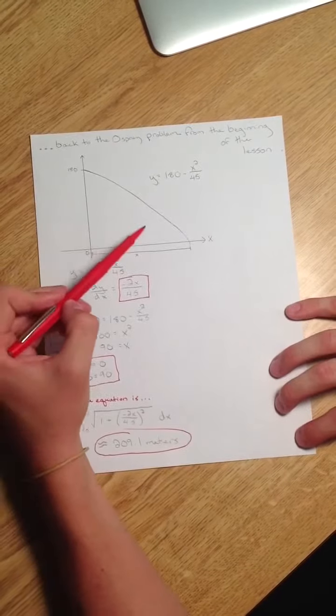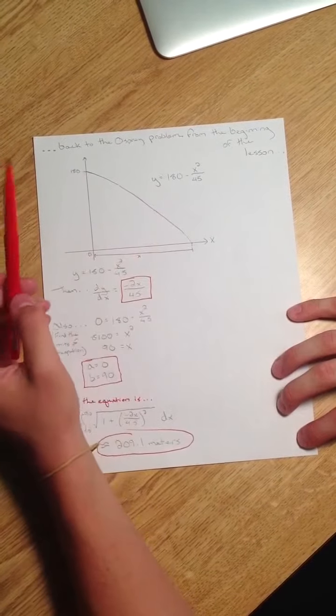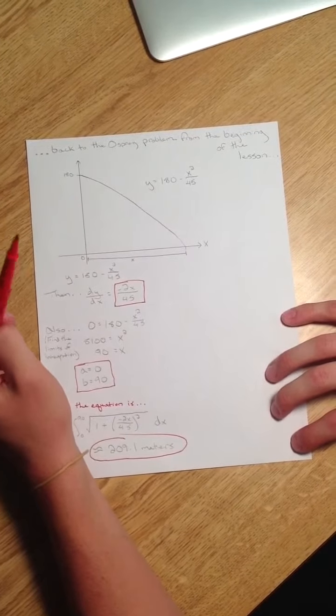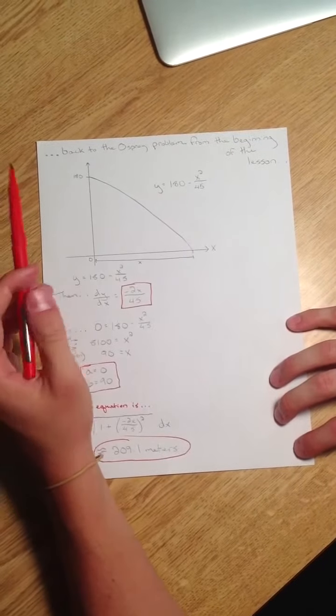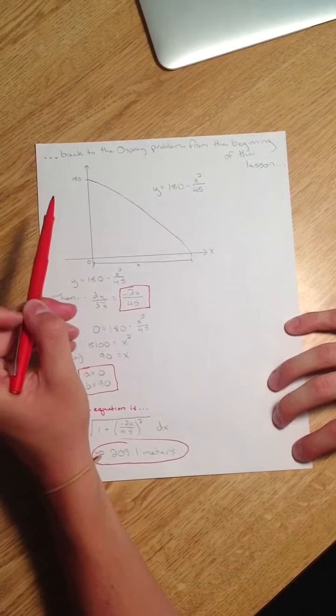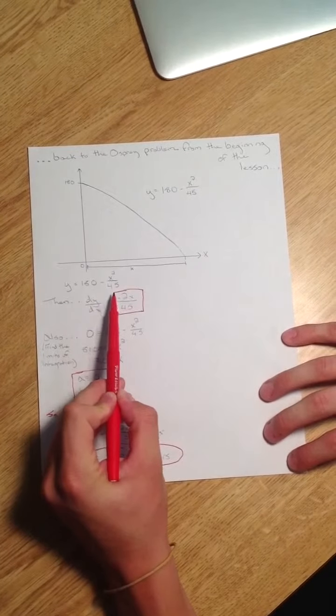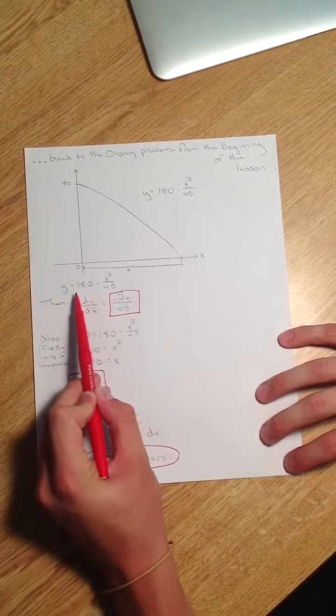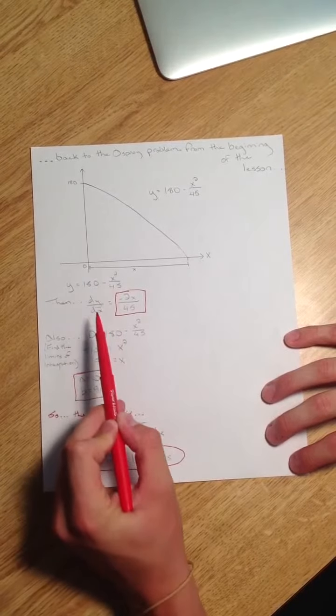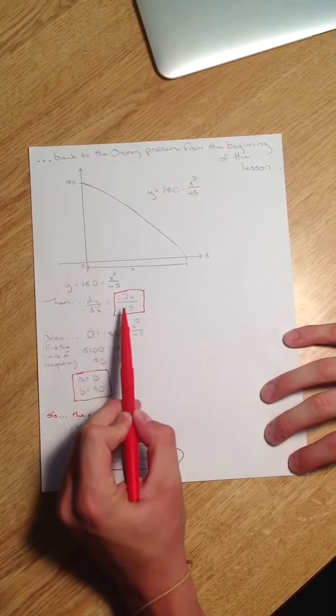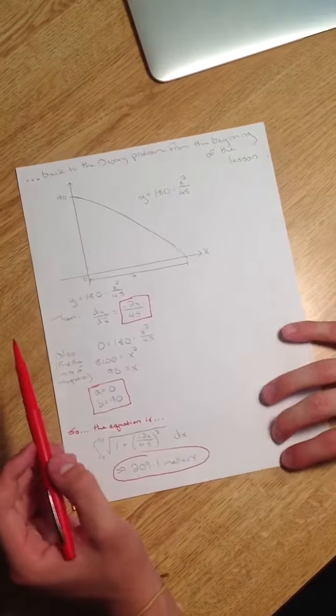So you have this parabolic equation, y equals 180 minus x squared over 45, and if you remember, that is the fish dropping from the bird. So you have this equation. The most important part, remember, is to find the derivative of the equation itself. The derivative of this equation is negative 2x over 45.